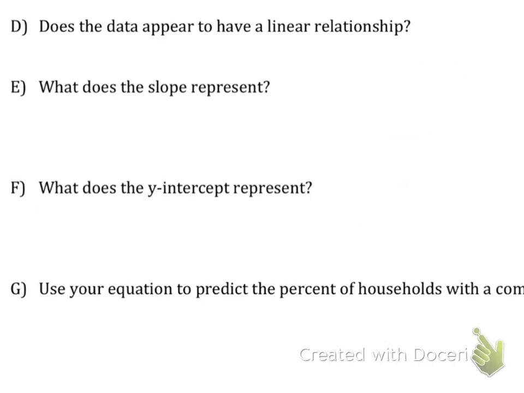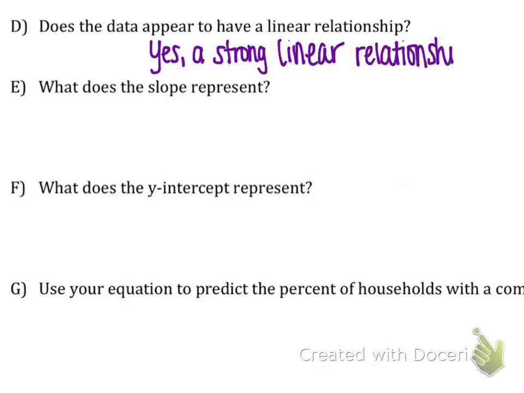So now that we have our graph, let's figure out what this data really represents. Does the data appear to have a linear relationship? Well, yes, of course it does. It seems that all of the data points are very close to the line, so it is a strong linear relationship. Now, what does the slope represent?